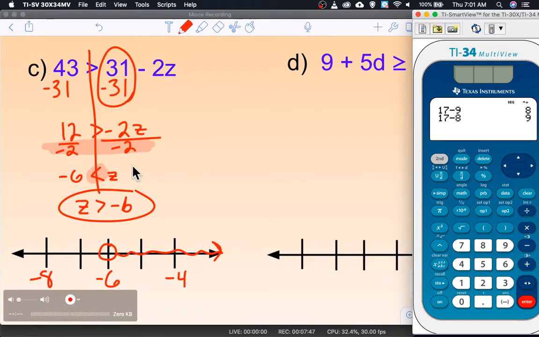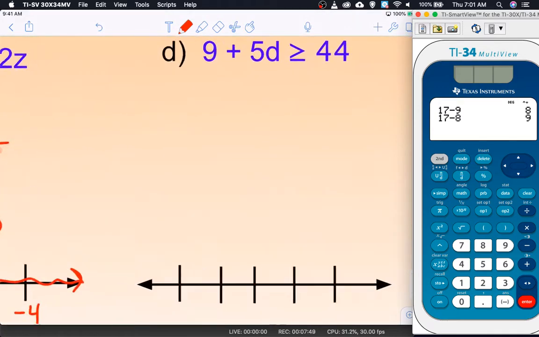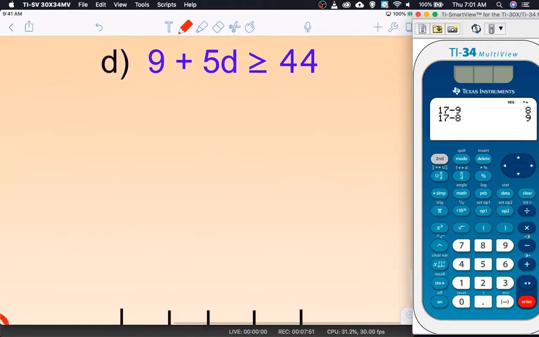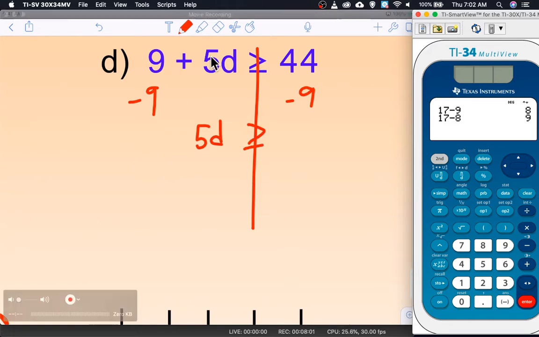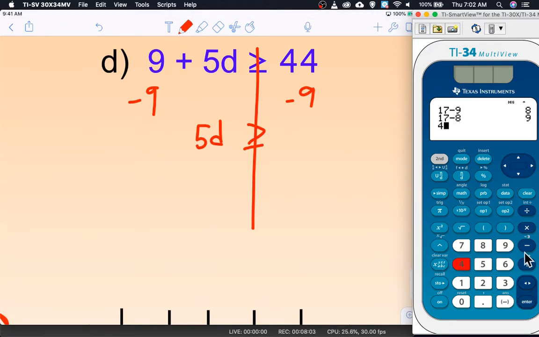Now, letter D should have been much easier, because letter D was just like all the other ones we've done. So I'm going to subtract 9 on both sides. 5D is greater than or equal to 44 minus 9 is 35.